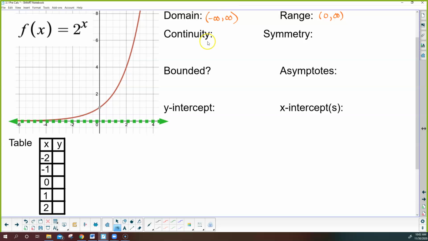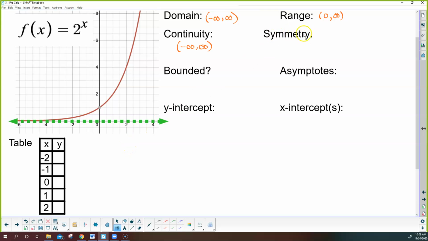All right, now continuity. Where is this continuous? There are no breaks, gaps, or discontinuity here, so it's actually continuous for the entire function from negative infinity to positive infinity.